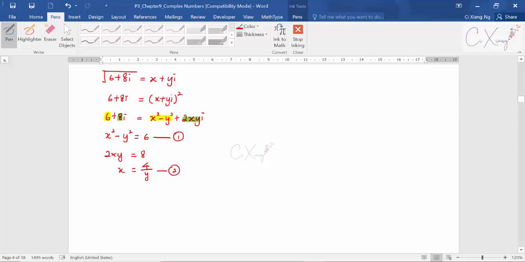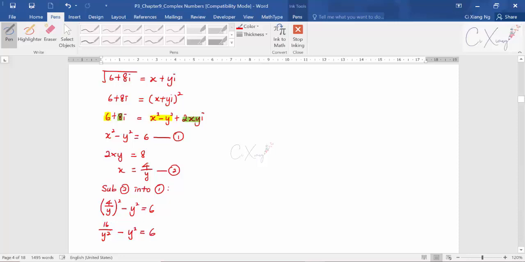I will solve it for you here so you can see the whole process. I substitute equation 2 into equation 1. Then I have 4 over y, squared, minus y squared equals 6. So you have 16 over y squared minus y squared equals 6.